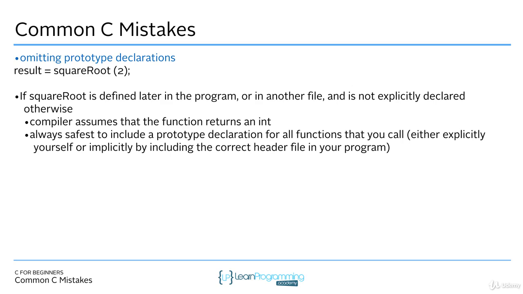The compiler is going to assume that the function returns an int. It's always safest to include that prototype declaration at the top for all the functions that you call, either explicitly or implicitly by including the correct header file in your program. But when you don't include those prototype declarations, you can have errors.